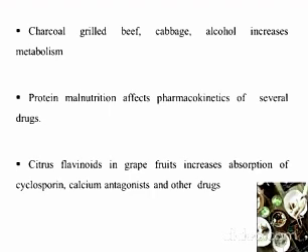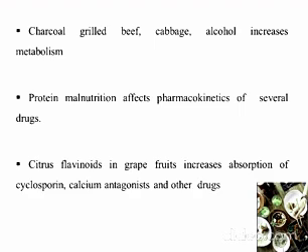The foods like grilled beef, charcoal, cabbage and alcohol. All these dietary supplements or foods which we take will increase the metabolic rate. So here the metabolic rate will be increased, and thereby the person feels more hunger. And protein malnutrition affects the pharmacokinetics of several drugs. If proteins are not sufficiently taken, or if there is any deficiency of proteins, that may affect the pharmacokinetics of drugs.